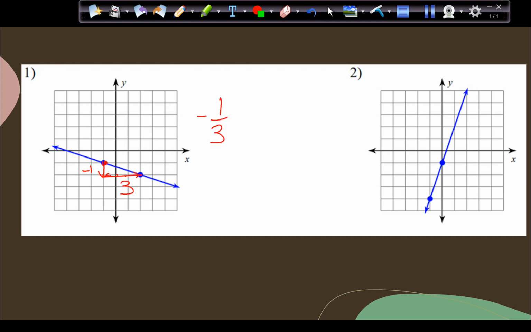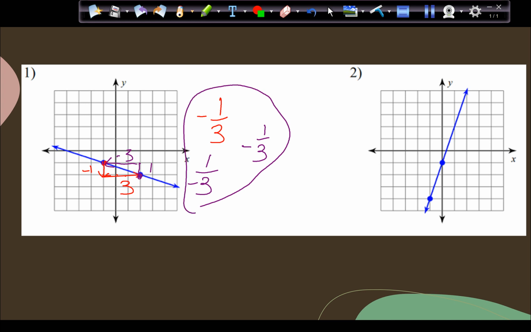Or if I saw it the other way, I could start at the second point and go up 1. That would be positive, but I'm going backwards 3, so that's a negative. Or you can just write the negative out in front of the fraction. So all three of those are the same answer. You can have the negative with the 1, with the 3, or just out in front of the fraction.